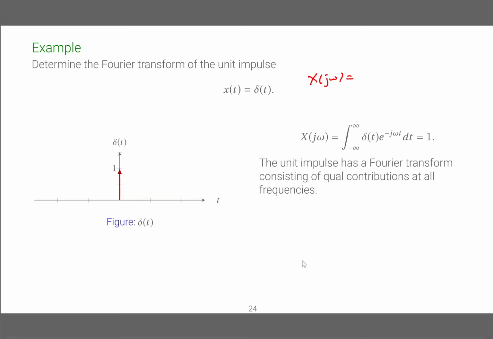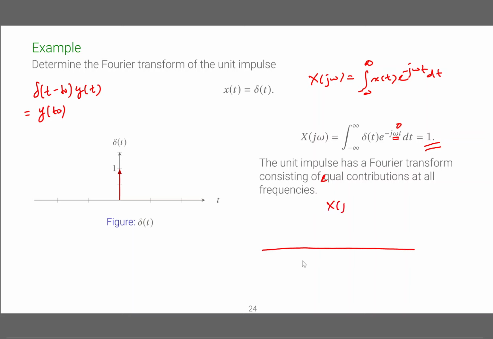X(j omega) equals the integral from minus infinity to infinity of x(t) e to the power of minus j omega t dt. You know that if you multiply a signal y(t) by delta(t minus t naught), for practical purposes, you can write this as y(t naught). So similarly, you can replace t with t naught, which is 0. Therefore you get 1 as this integral. The unit impulse has a Fourier transform consisting of all equal contributions at all frequencies. So if you plot X(j omega) for this, you will have a constant 1.